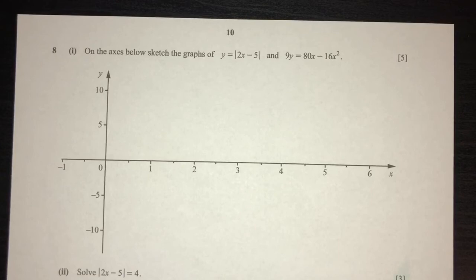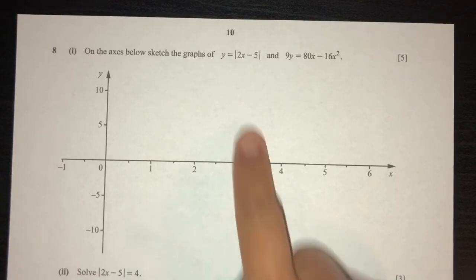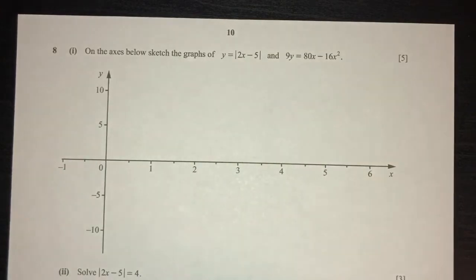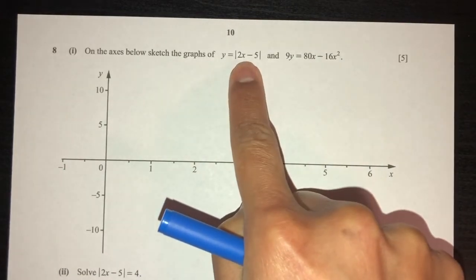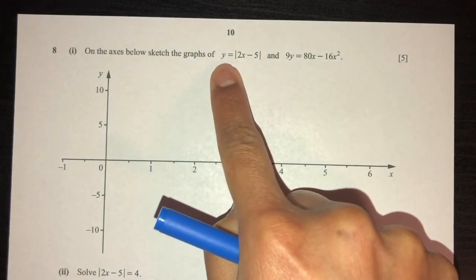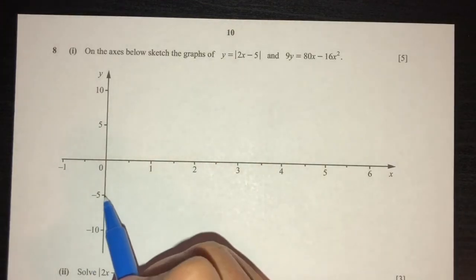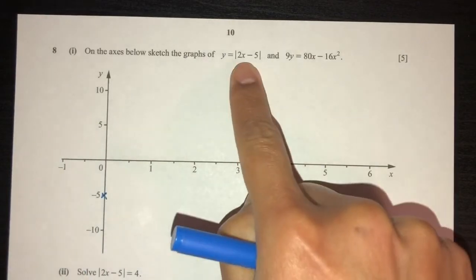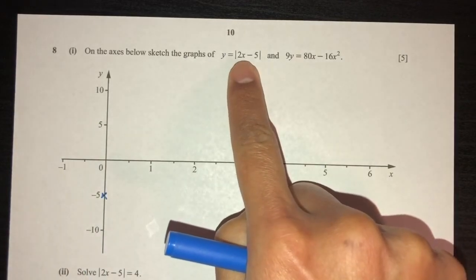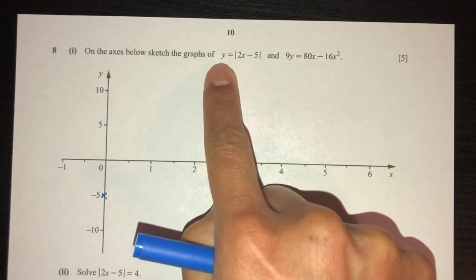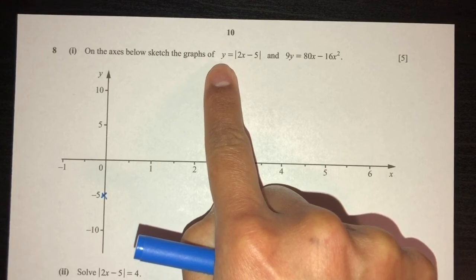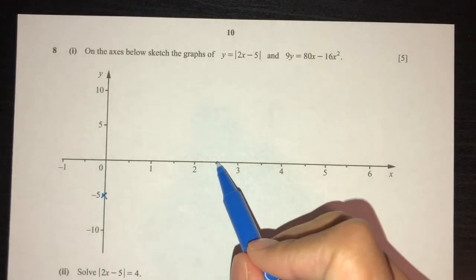The first thing I like to do is to first ignore the modulus, and then pretend to draw the graph. So I'll replace x equal to 0, y will be minus 5. So our first point is (0, -5), let's mark this here for now. And then I make y become 0. So if y is 0, x will become 2.5. So you will be right here.